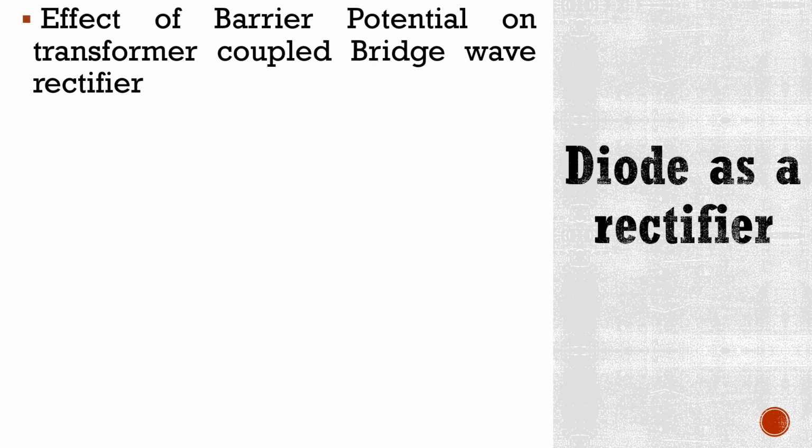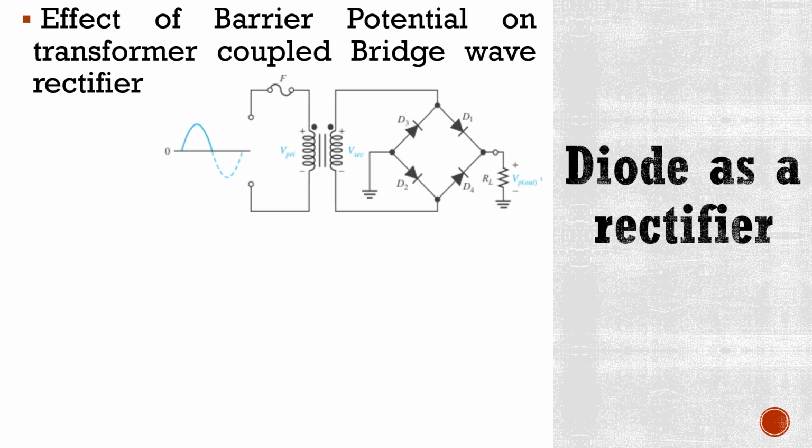Now we will understand the effect of barrier potential on a transformer coupled bridge wave rectifier. This is the circuit. We know that this is the primary coil and this is the secondary coil. If this terminal of our input source is positive and this is negative, it means this is the direction of positive voltage, and in this case D1 and D2 will be on and D3 and D4 will be off.